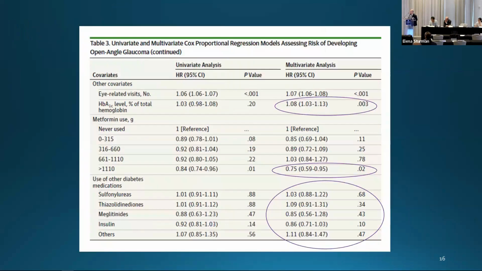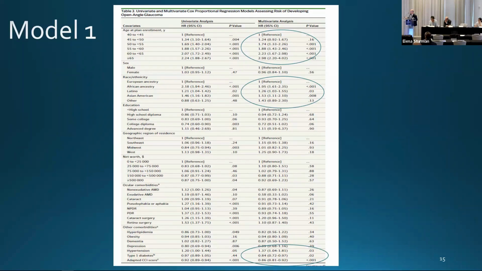If you look towards the bottom, you can see type of diabetes. Type 1 diabetes is associated with a 16% reduced hazard of glaucoma. Hypertension was associated with a 37% increased hazard of glaucoma, and this is work we and other groups have published in the past. And overall health was associated with a slight reduction in risk of glaucoma.